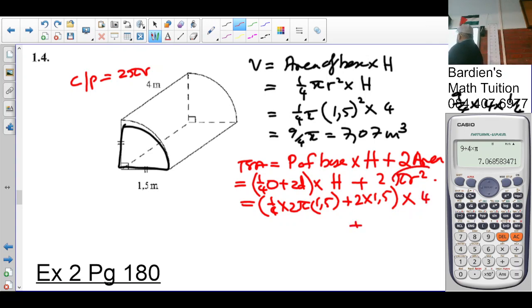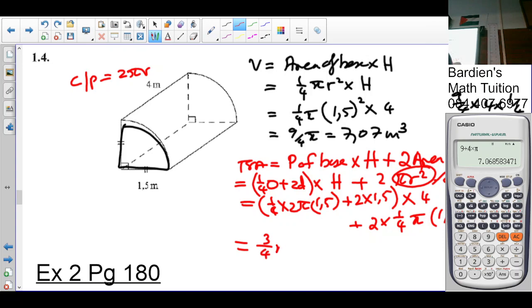twice area of base. But remember, the circle must be divided by 4. Not so. So it's 2 times a quarter pi, and what's the radius? 1.5 squared. Right, you all agree with that? So this is 3/4 pi plus 3 times 4 plus this is going to be 9/4 times a quarter times 2. So it's 9/4 times a half, which is 9/8 pi.